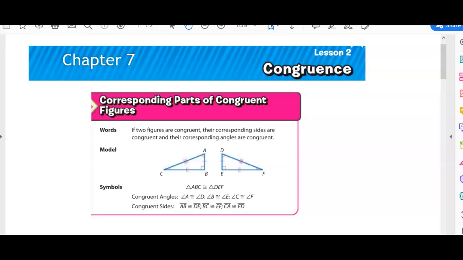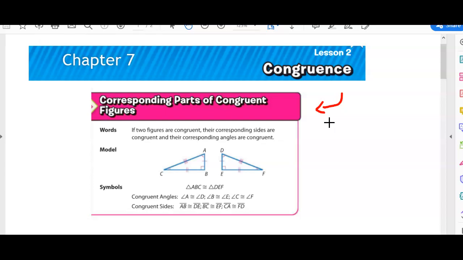Chapter 7, Lesson 2, Congruence. Nice, easy section here, you guys. I think we're going to be writing what they call congruency statements. So let's take a look at the image they give us here. We'll go over a couple of things, and then the assignment's going to be pretty easy here.